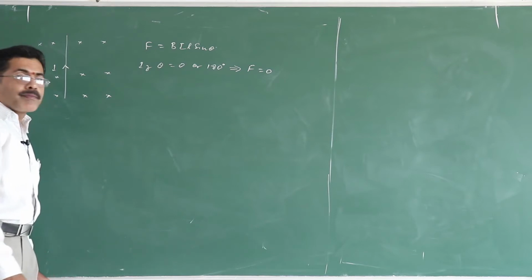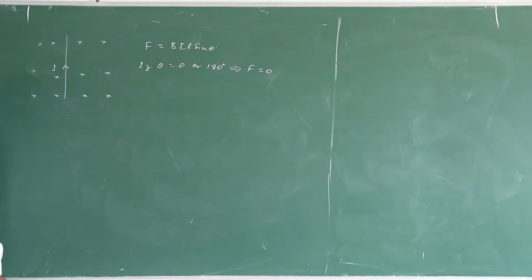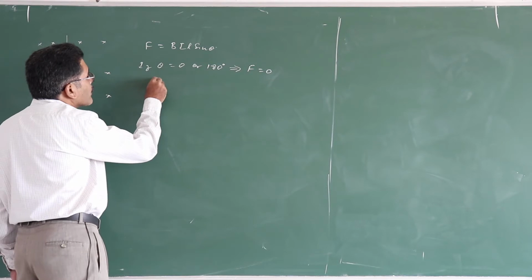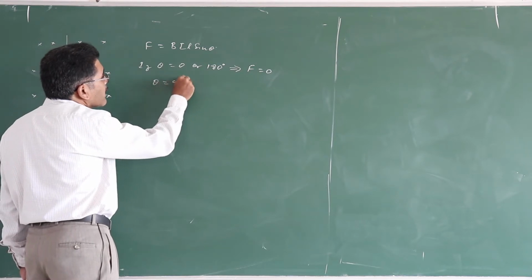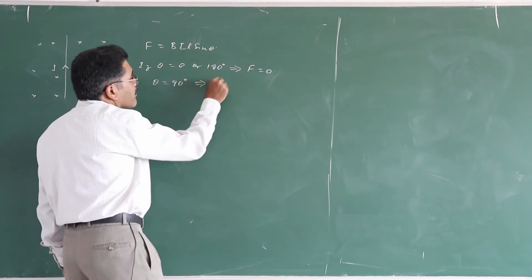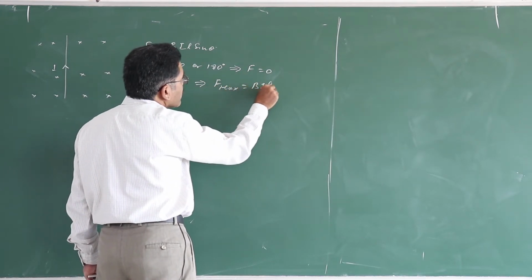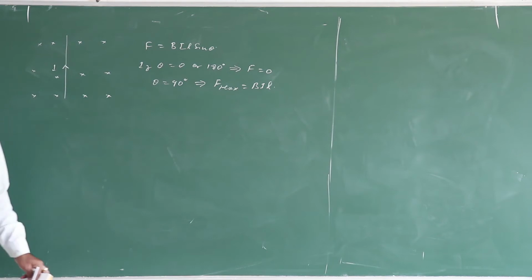If a conductor is kept parallel to the field direction, that is, if the direction of current and magnetic field direction are the same, it doesn't experience any force. However, it experiences maximum force when theta is 90 degrees. When the conductor is kept perpendicular to the magnetic field, the maximum force is given by F is equal to BIL.